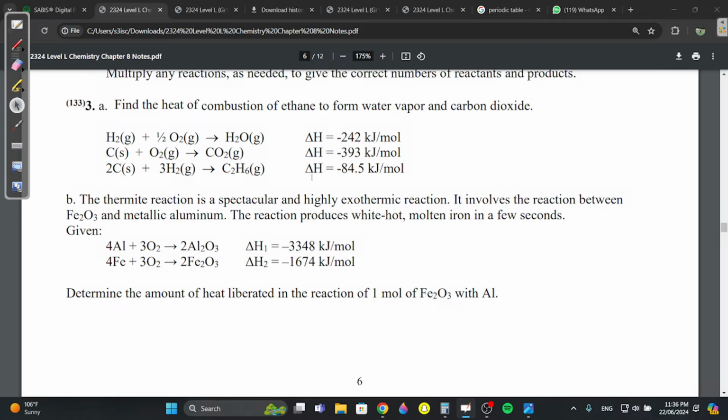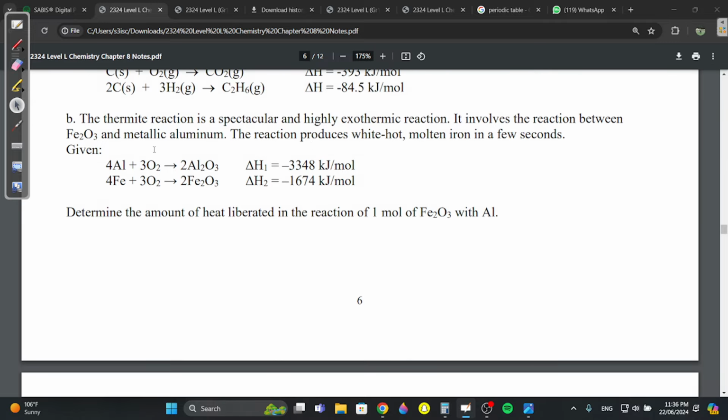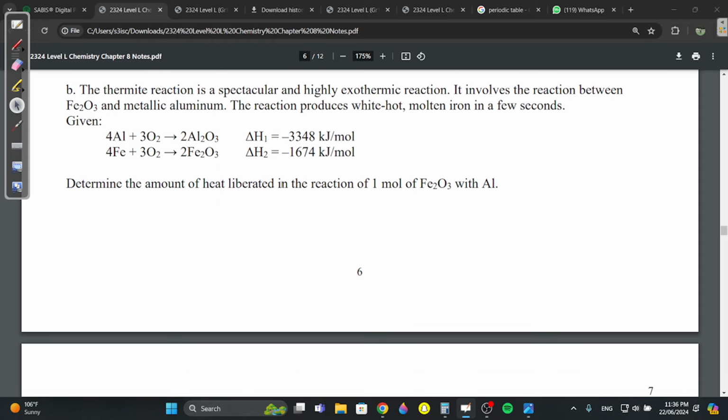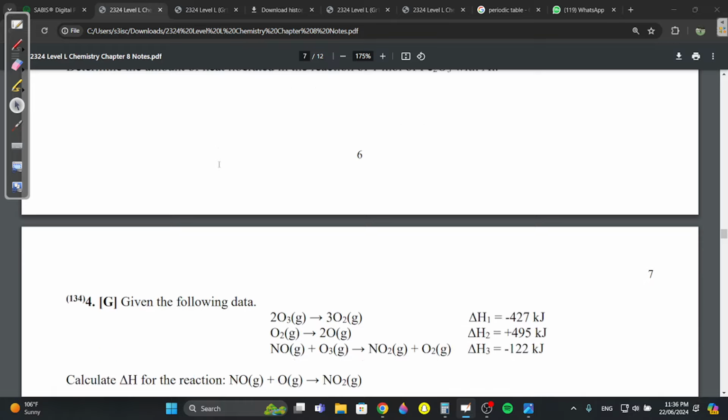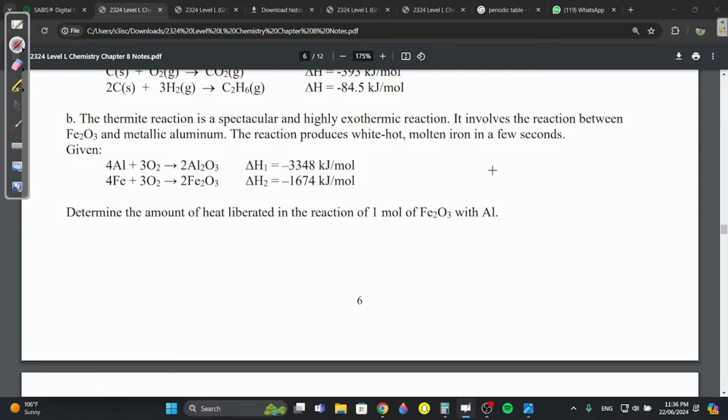Okay, then part B, the thermite reaction. It involves the reaction between Fe2O3 and metallic aluminum. The reaction produces white hot molten iron. Given this, determine the heat liberated in the reaction of 1 mole of Fe2O3 and Al. So they told us the reaction of Fe2O3 and Al produces iron.